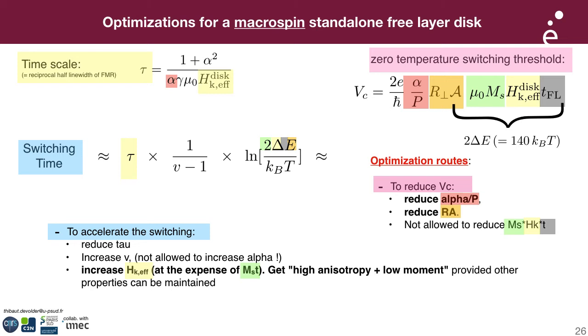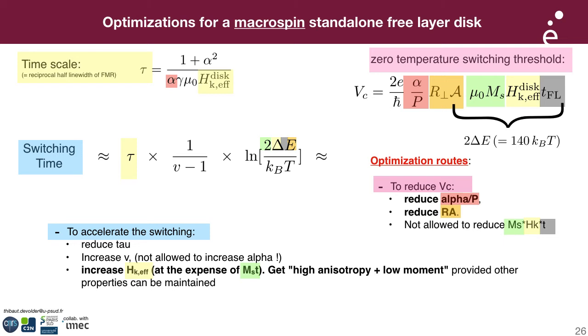Because if you look at the VC, if you increase HK and decrease MST, you will not modify VC. But since in the natural time scale, which is the reciprocal of the half-line width of FMR, you increase the effective anisotropy field, then you will indeed accelerate the switching. Okay? So that's why there's a lot of research on trying to get free layers that have high anisotropy and low moment. This is because for the same switching threshold, you can have a faster switching.